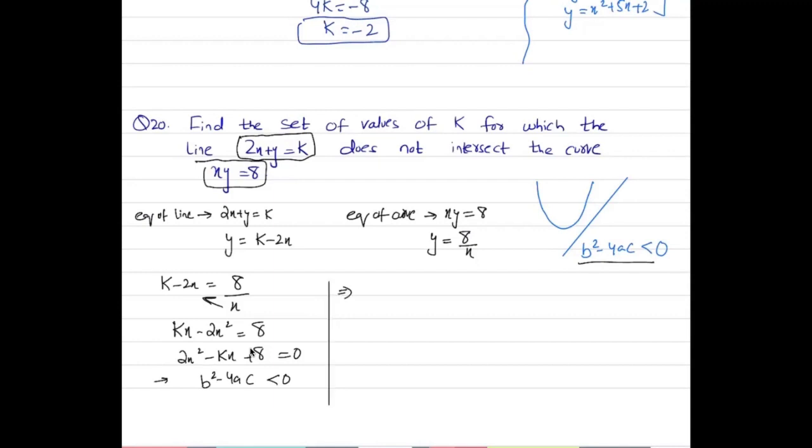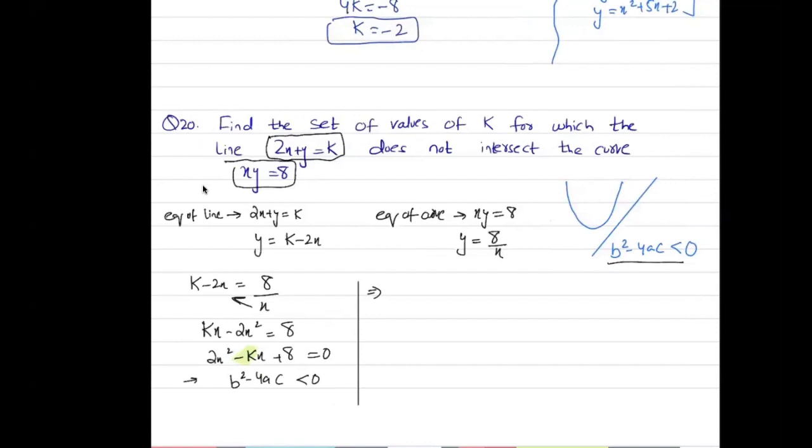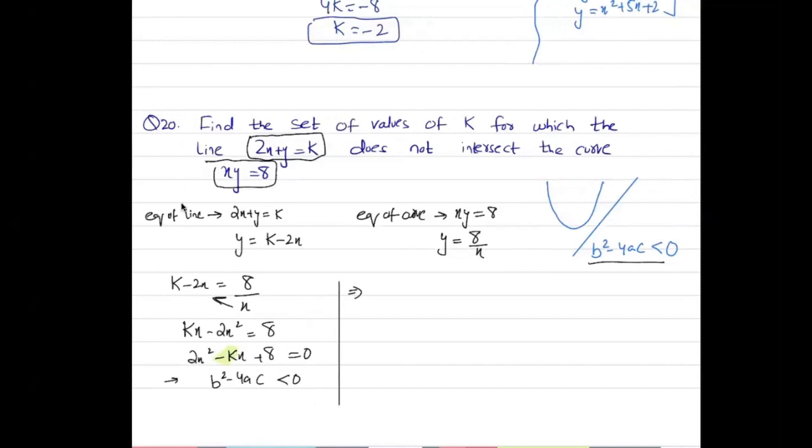Now what is the value of b in the question? B is minus k. The value of a in the question is 2 and the value of c is plus 8. So b squared minus 4ac less than 0. The b value is minus k, a value is 2, c value is 8, less than 0. k squared minus 64 less than 0.